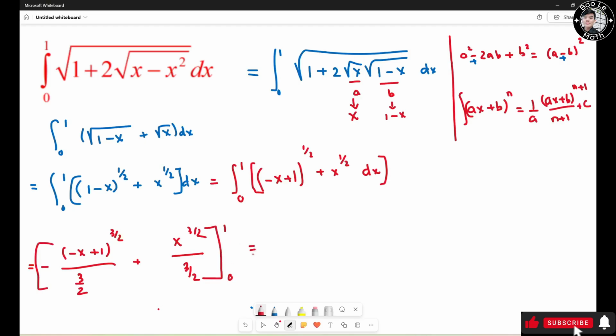Now I can simplify this one by substituting 1 into this expression. So I have the first one equals 0, right? The second one right here I have 1 over 3 halves, which means 2 over 3, right? Then I substitute 0 into the first one right here, so I have plus 2 thirds. And 0 substituted over here is the base 0, right? So the answer is 4 thirds.